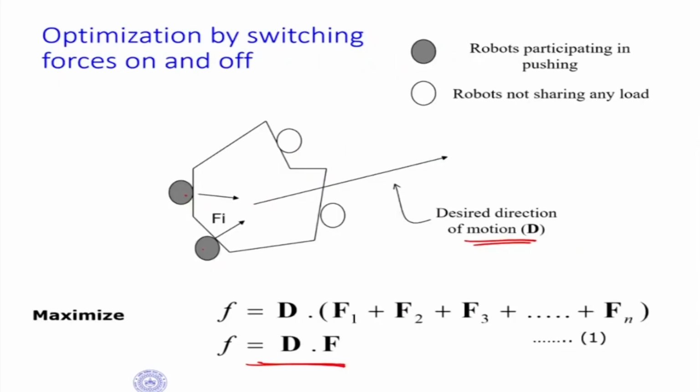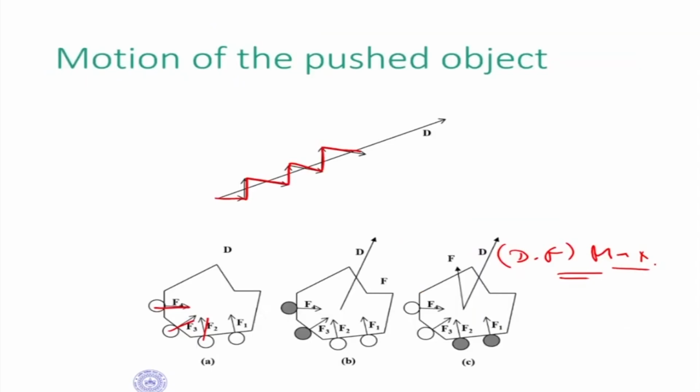From this equation, which one is going to push will be determined by maximizing this. So this is an example also of optimization of multi-agents, which can also be looked at as mobile robots or as fingertips. Okay, and this is how it operates.